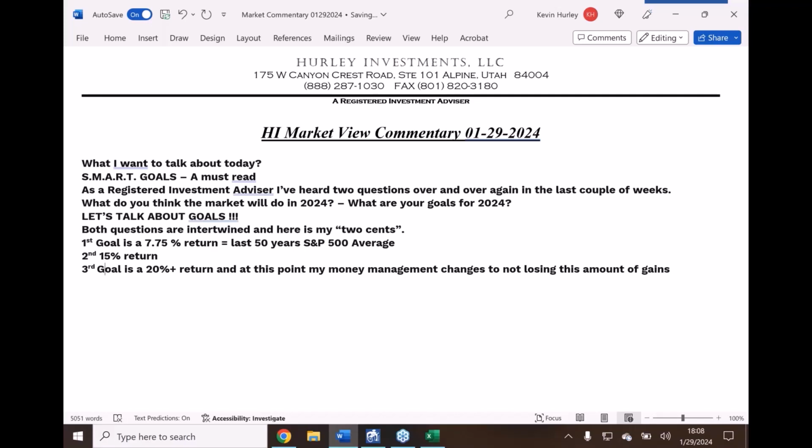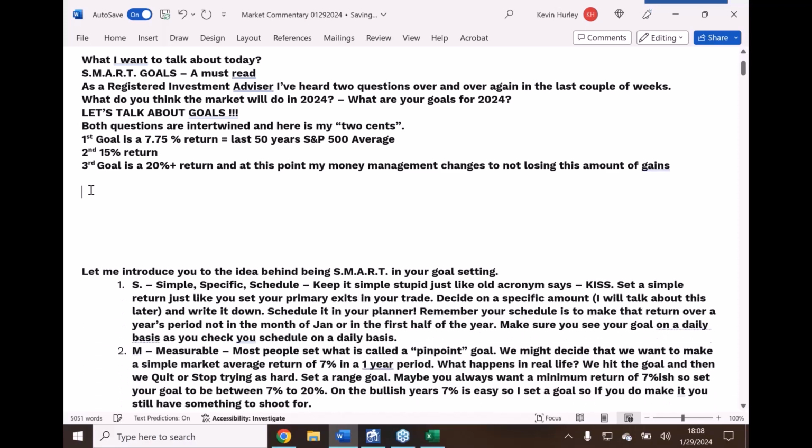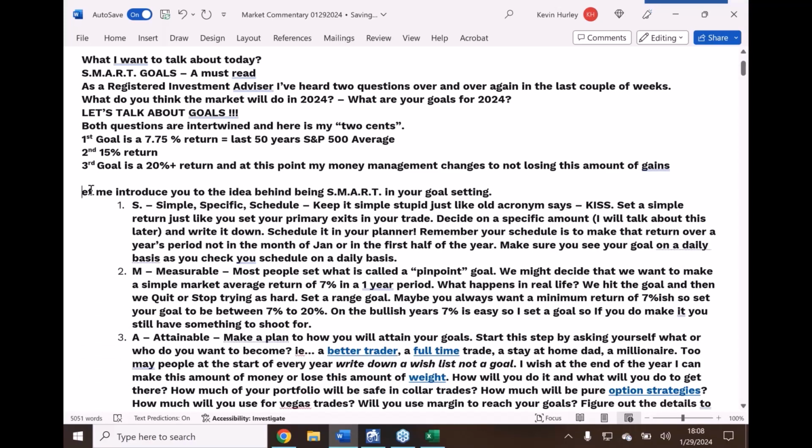These are just general. I'm going to go over what the markets are going to do in 2024, because as I'm preparing myself for these goals, I've created what I call a SMART goal setting pattern. And it's simple. The S in SMART stands for simple, specific, and on a schedule. It comes back down to the KISS principle. Keep it simple, stupid.